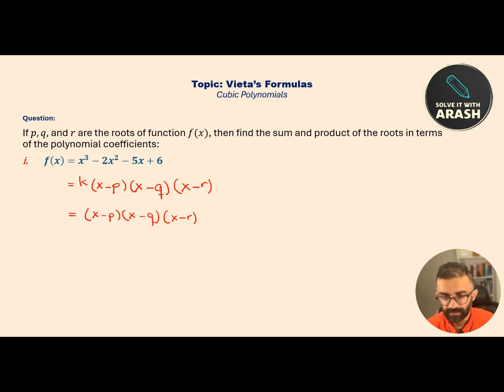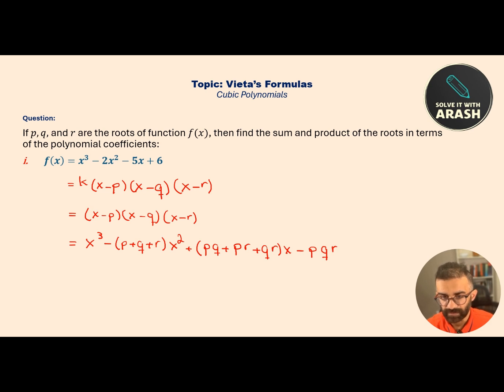Now if I expand this factored form, I will end up with x cubed minus (p plus q plus r) times x squared plus (pq plus pr plus qr) times x minus pqr. Now since this expression is equivalent to x cubed minus 2x squared minus 5x plus 6, then the corresponding coefficients must be matching. Therefore, p plus q plus r is equal to 2.